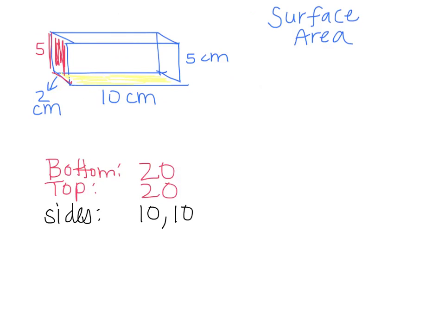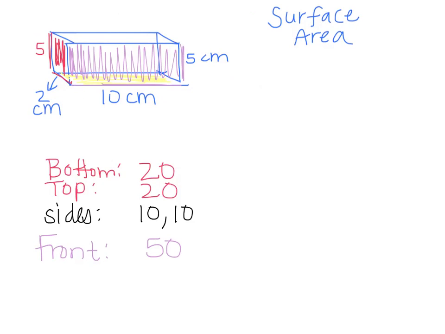Okay, now I just need the front and the back. All right, and again, they're going to be the same. So I'll start with the front. I'll shade the front in so you can see it. So the front would be right here, going all the way across, and it looks like it's 10, and then by 5, which is 50.